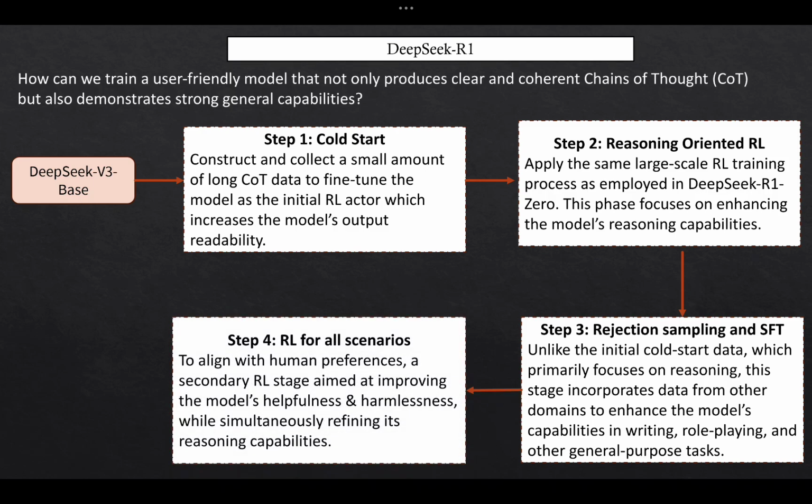And in the fourth step, they use reinforcement learning again, and that is more to do with aligning the model with human preferences, and this secondary RL stage is aimed at improving the model's helpfulness and harmlessness behavior, right? And also it will simultaneously refine its reasoning capabilities, right? So in case of DeepSeek R1, the training process is a bit different. It uses the RL based steps twice, and also it uses the supervised fine tuning phase twice, right? And with this we get the final version, which is nothing but the DeepSeek R1.